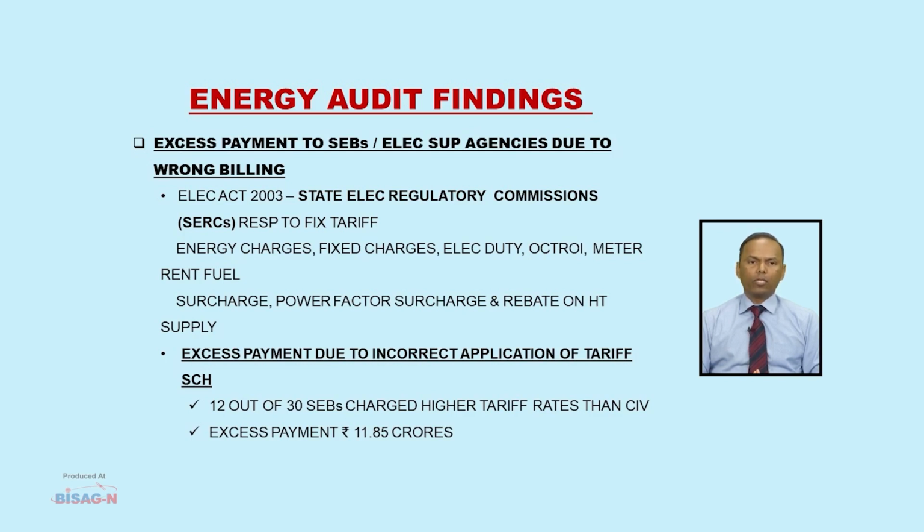As per the 2003 Electricity Act, state electricity regulatory commissions are responsible to fix the tariff. So there are energy charges as well as fixed charges, electrical duty, octroi, meter rent, fuel surcharge and power factor surcharge, as well as rebate on the HT supply. Another thing where garrison engineers have gone wrong is excess payment due to incorrect application of tariff schedule. We have identified that 12 out of 30 state electricity boards charge higher tariff rates than for civilians, and excess payment to the tune of 11.85 crores was made.